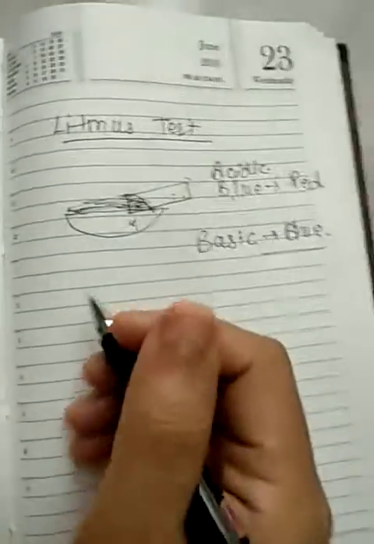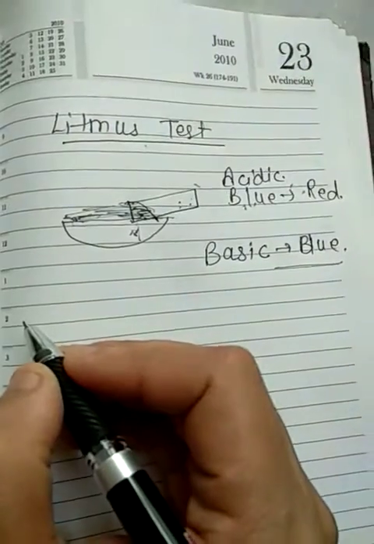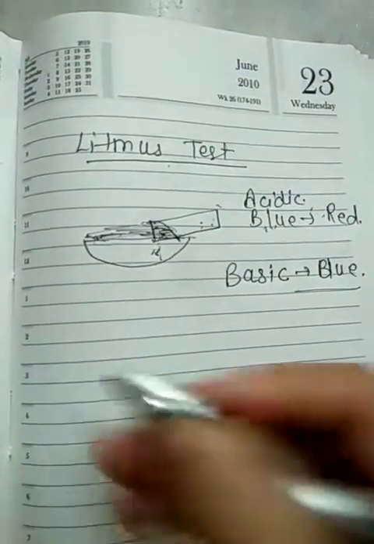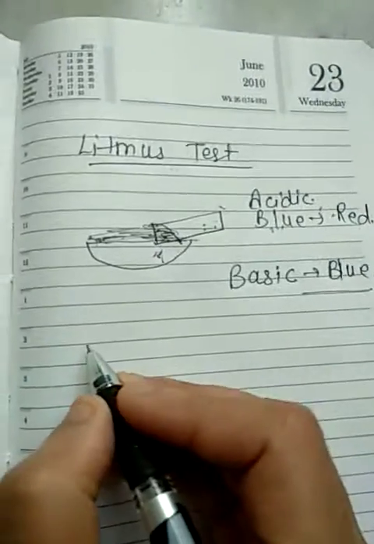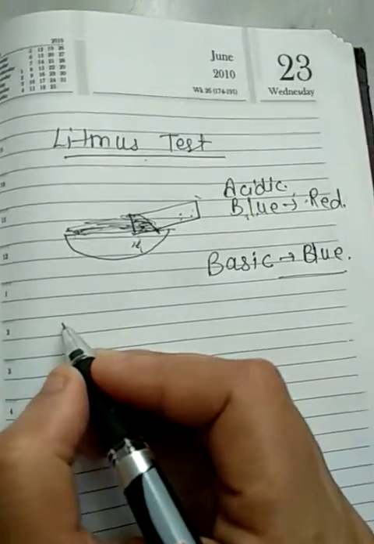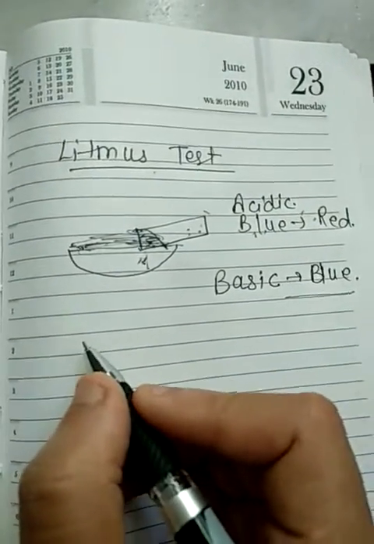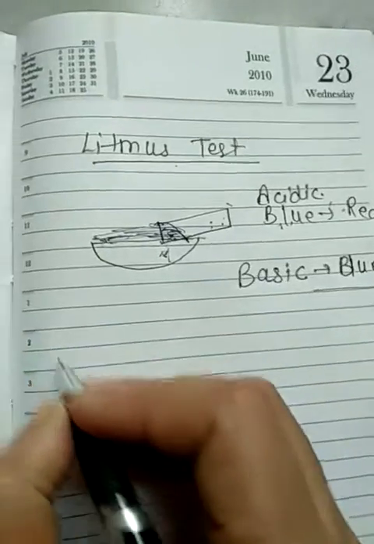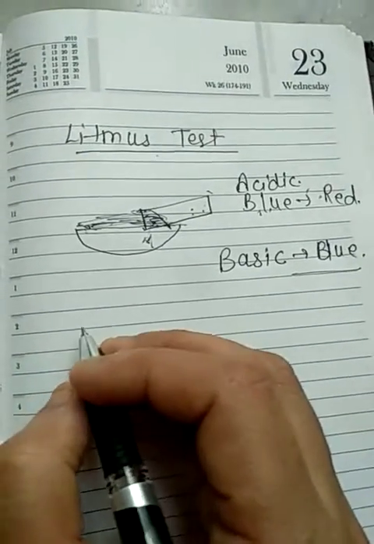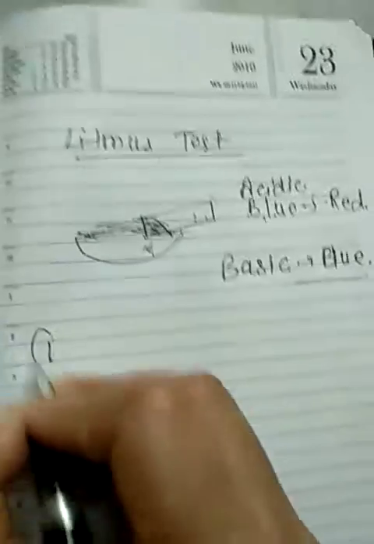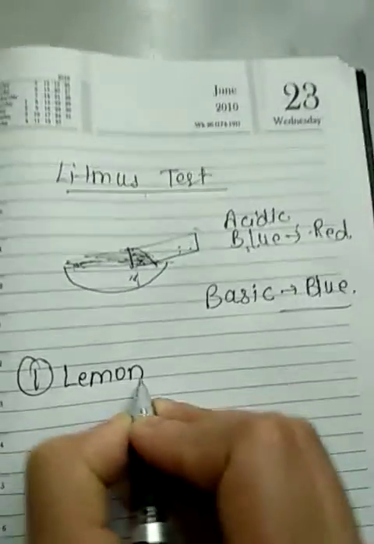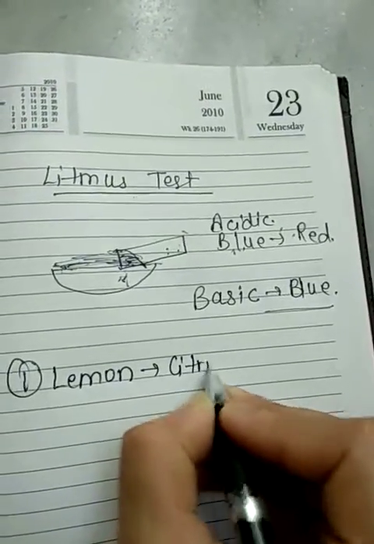Now let us see what happens when this litmus test is performed on various substances. We spoke about a lot of substances, acidic or basic or neutral in nature. Let's see what the results of the test are. First, let's take an example of lemon. Lemon contains citric acid, that is acidic in nature.